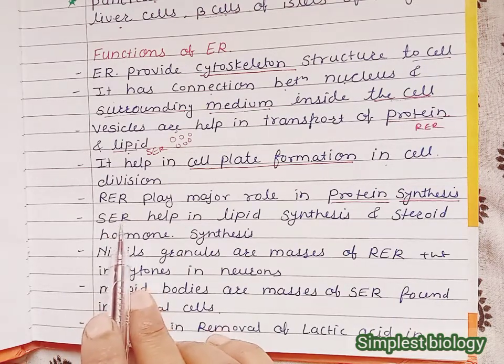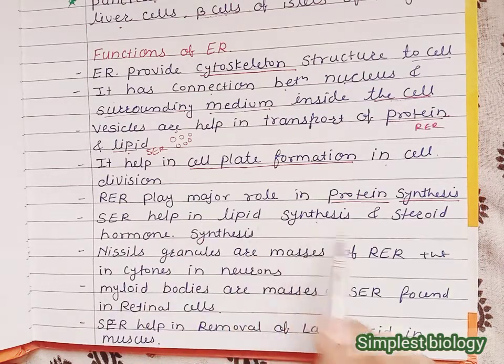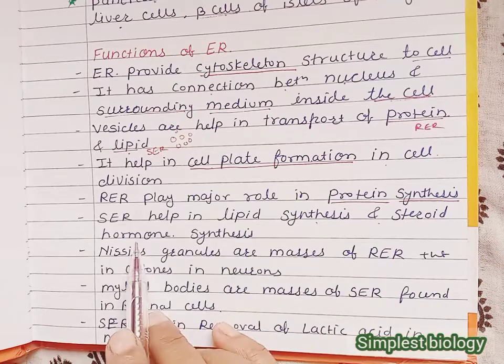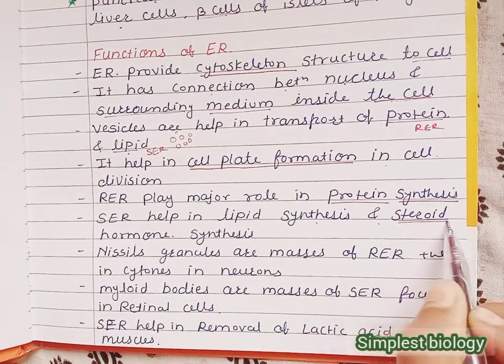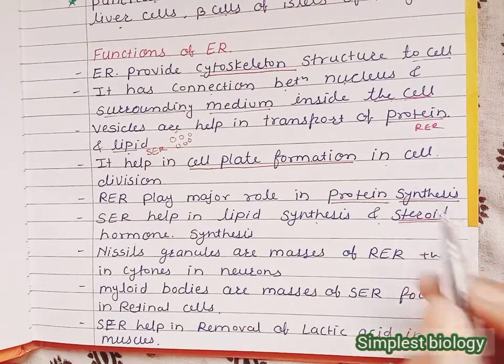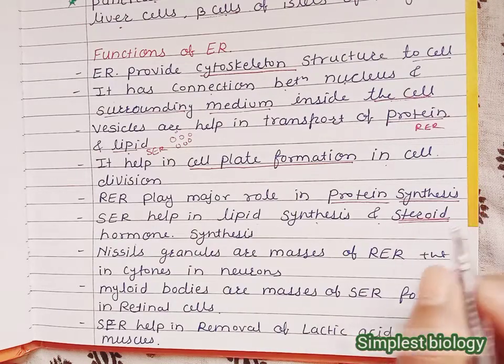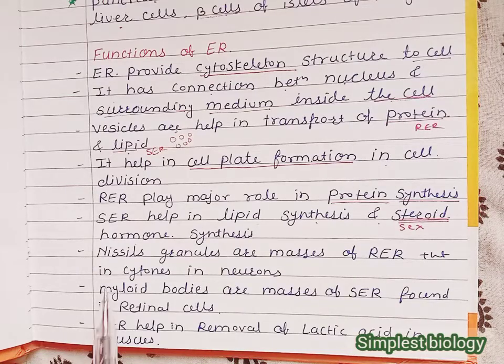SER, or smooth endoplasmic reticulum, helps in lipid synthesis and steroid hormone synthesis. Steroid hormones are another part of the proteins and lipids also. That's why it helps in steroid hormone formation. Which type of hormone do we call a steroid hormone? Generally, sex hormones are steroid hormones.